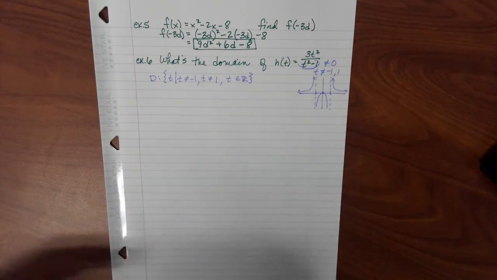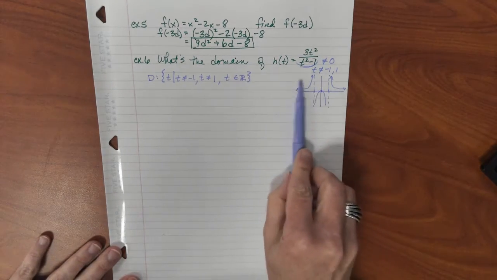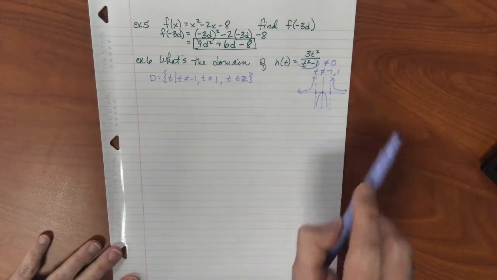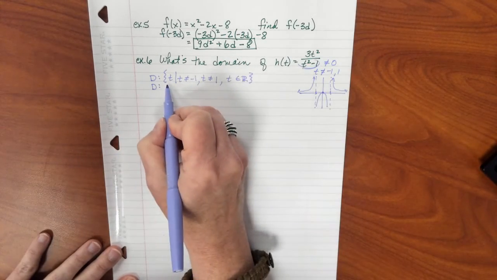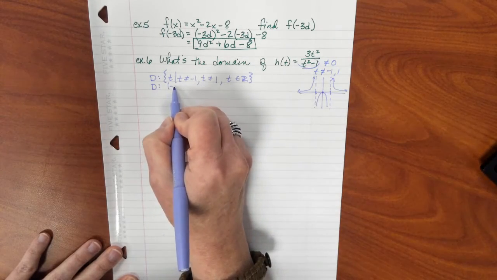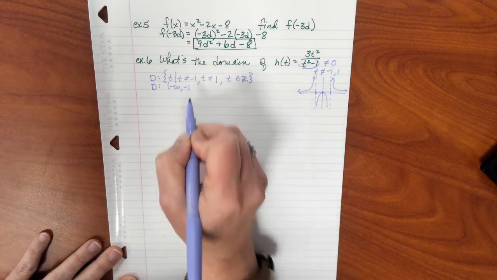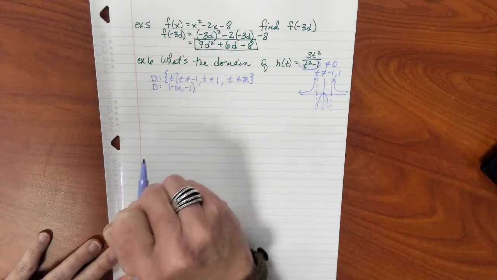Now, if I wanted to use interval notation, I can do that. I'm going to do this interval, the interval between them, and the interval there at the end. So this domain would be from -infinity up to -1, and it doesn't include the -1, so I have a parenthesis here.